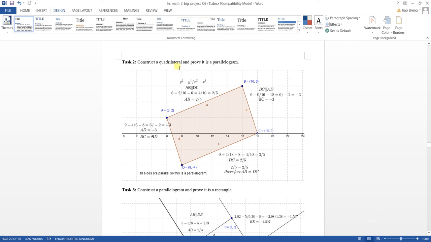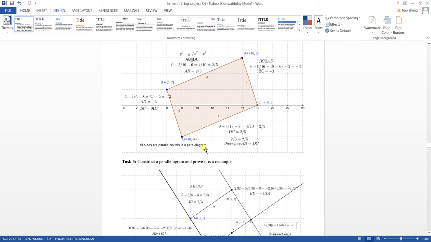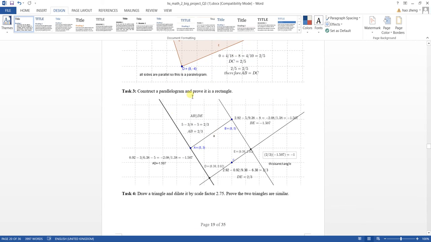So task 2 here. We must construct a quadrilateral and prove it's a parallelogram. Here I drew a quadrilateral, and as you can see, I used the slope formula to find the slopes. Here is 2 over 5, and this side is also 2 over 5, so they're parallel, and these two sides are also parallel. So I can prove that this is a parallelogram. And next, construct a parallelogram, and prove it's a rectangle.